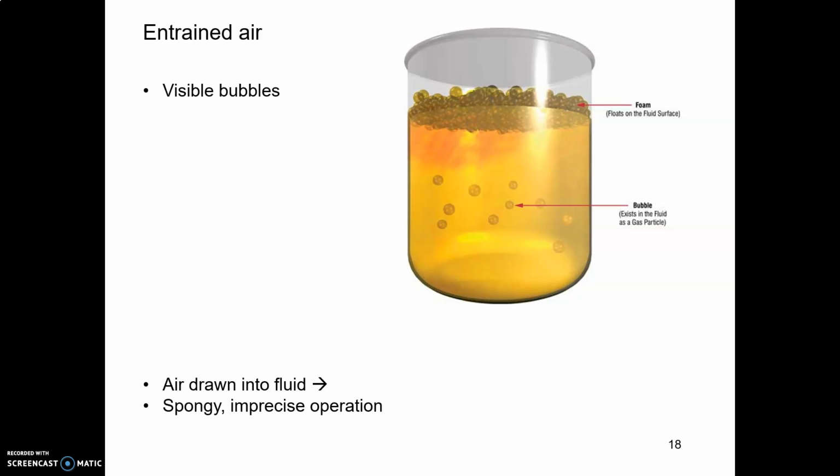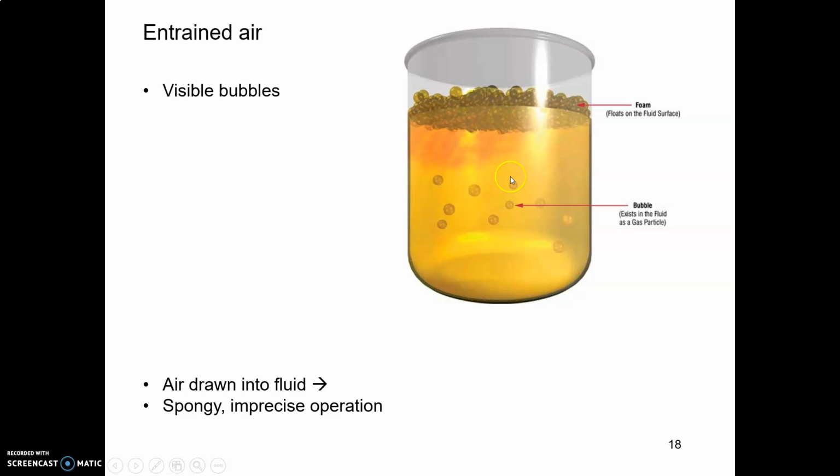A couple of things to watch out for in hydraulic systems. One is entrained air, and when air is entrained, what that means is some bubbles of air have gotten trapped inside the oil. And if you were to look at the oil in a clear container, you'd actually be able to see the bubbles. So that won't actually kill your system, but it doesn't work very well.